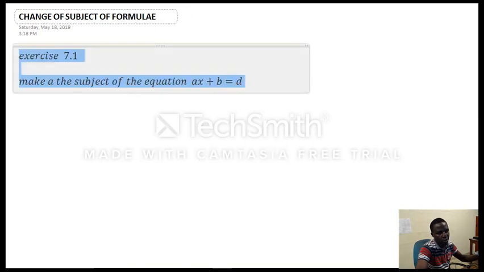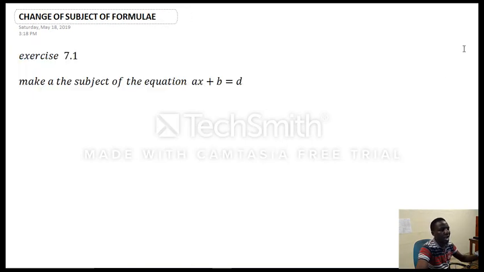Another example, and in this example we are asked to make a the subject of the formula. So if you look at this example, we have a being multiplied by x and added to b to give you d. So what I'm going to do, I'm going to do the opposite of what has been done. If you look at it, a was first of all multiplied by x before being added to b. I'm going to do the opposite, starting with the last operation which has been done. So I'm going to first of all undo the operation of addition, which is subtraction, before I undo the operation of multiplication, which is division.